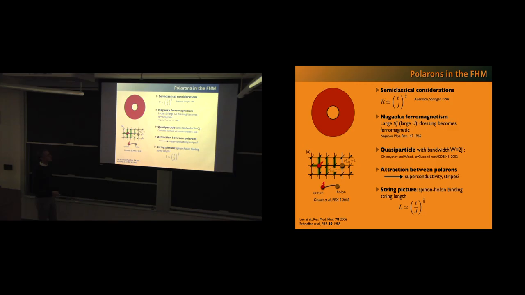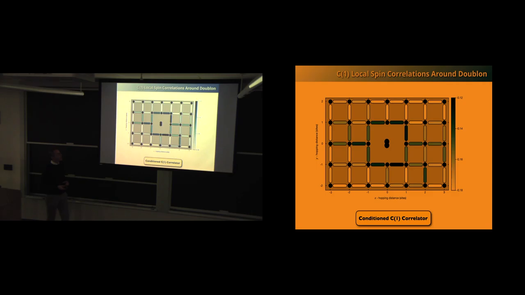In a very simple few-line calculation, you can immediately come up with the size of such an object. It should be the ratio of the bare tunneling to the superexchange magnetic energy cost in the system, to the fourth root. It gives you a rough scaling of how that should scale if the polaron is the right solution. So indeed, we can do this experiment and now find these dopants, find with a microscope the sites where we have double occupancy, and that can be anywhere in the system. Remember, that's a mobile object.